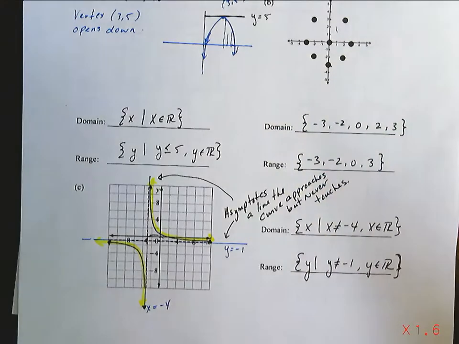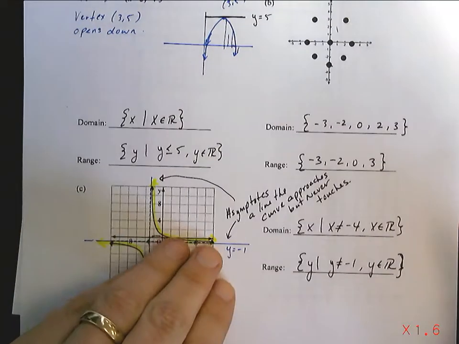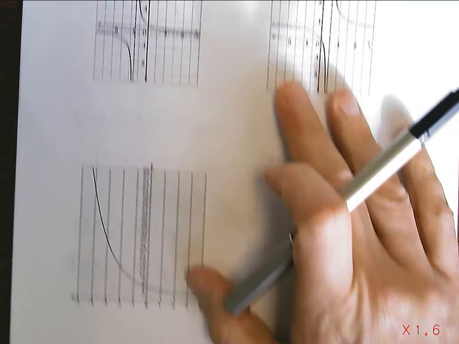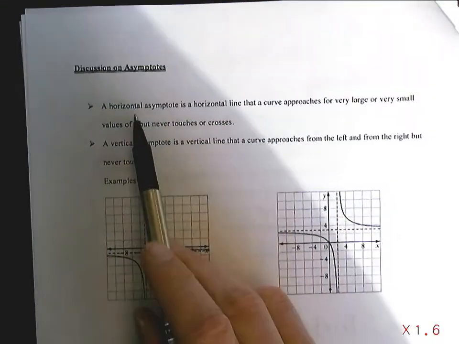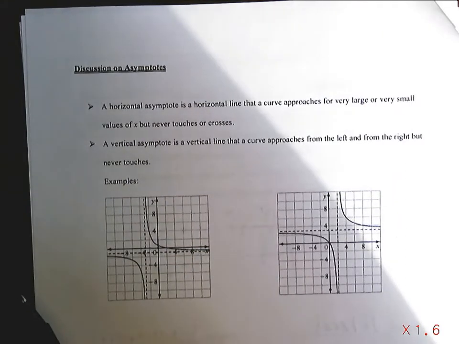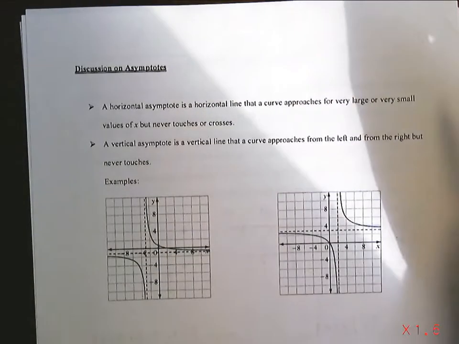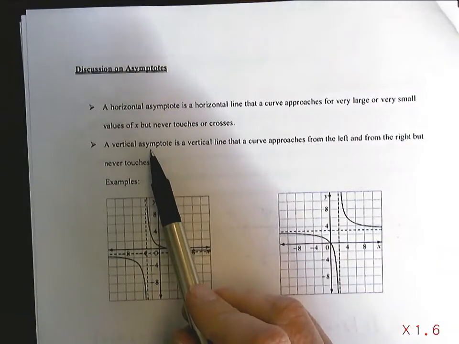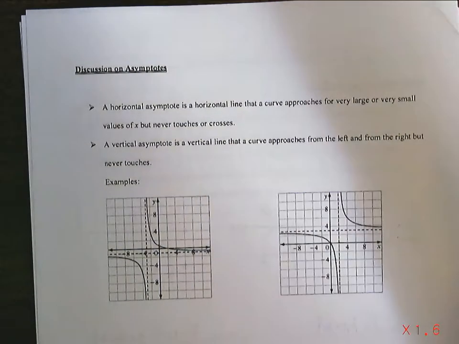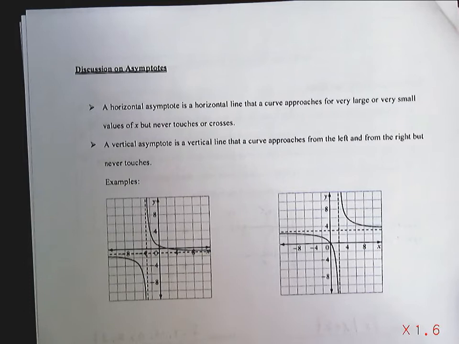And that's a new concept, so we're going to have to think about that a little bit more today, and we've got a little bit more questions that we can do for that. So let's flip over to the second side. So we're going to have a bit of a discussion about asymptotes. A horizontal asymptote is a horizontal line that a curve approaches, but never touches or crosses. A vertical asymptote is a vertical line that the curve approaches, but never ever touches.